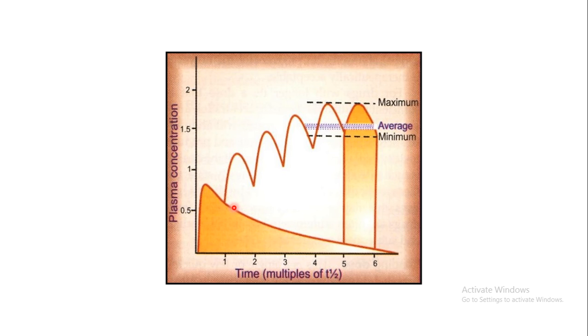But supposing you administer the second dose at this particular time, when the entire drug is not removed, only 50% of the drug is removed. If you add the second dose, obviously the plasma concentration will increase. Slowly it will start declining, but again if you give another dose, it will further increase. If you continue this, say after 4 to 5 T half-lives, the plasma concentration of your drug will start fluctuating in a particular range, between a particular maximum level and a particular minimum level.